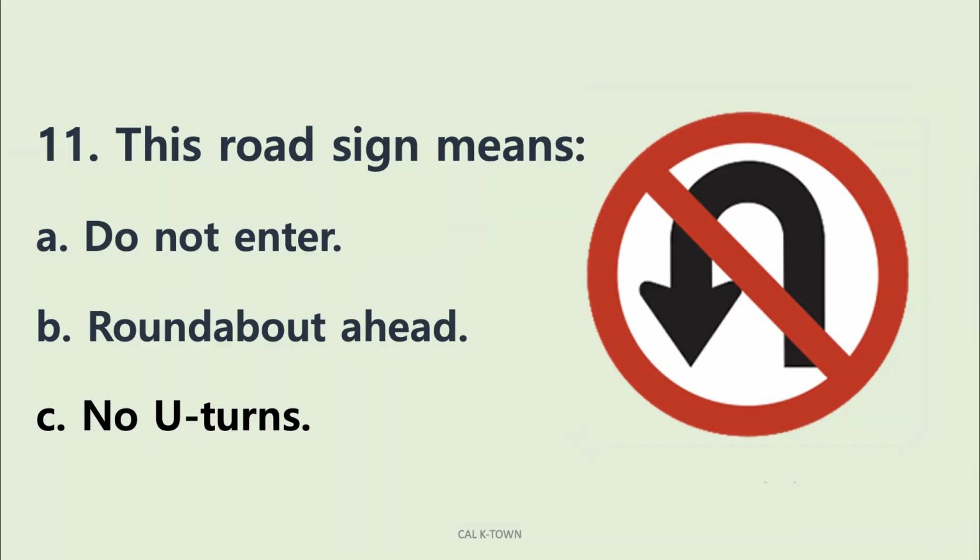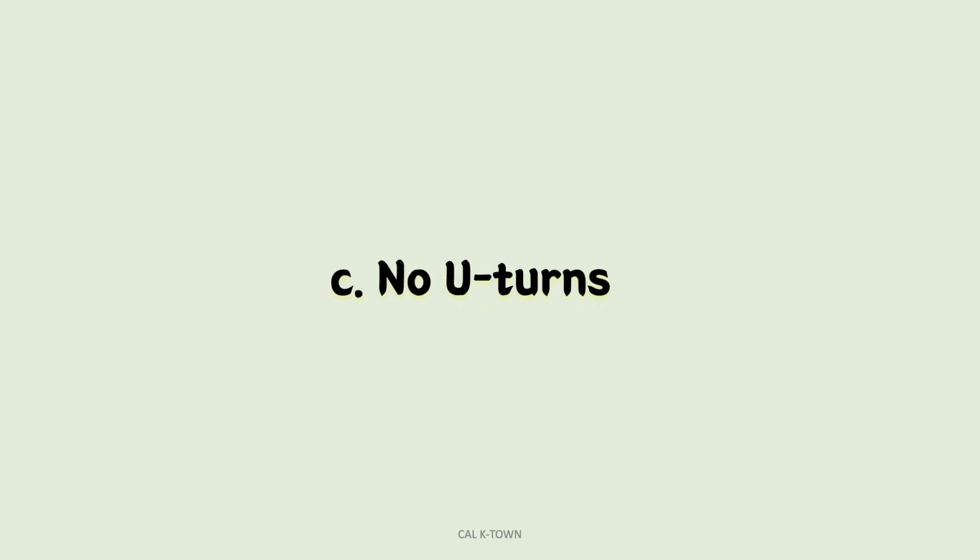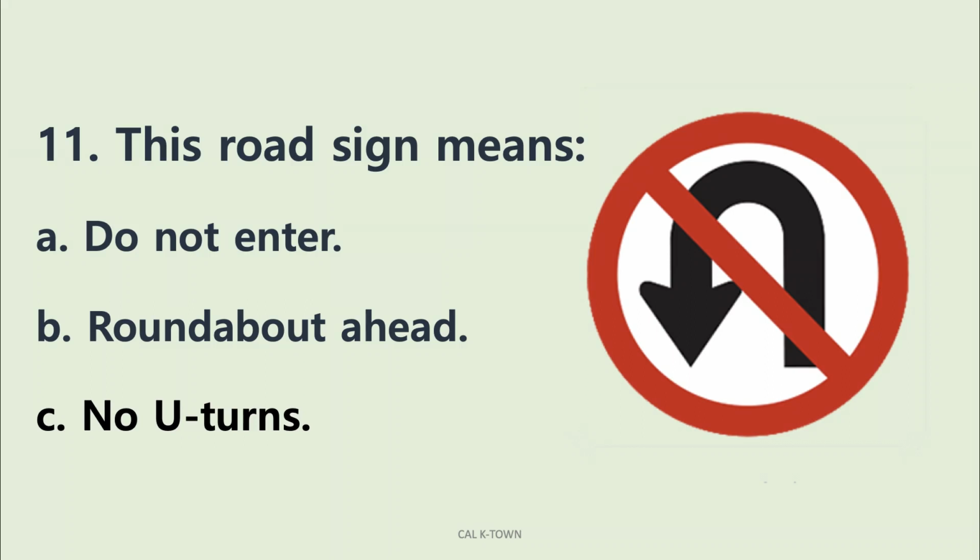11. This road sign means A. Do not enter. B. Roundabout ahead. C. No U-turns. The answer is A. Do not enter. Regulatory signs provide notice to road users of traffic laws that must be obeyed. This sign tells drivers that it is prohibited to make a U-turn.